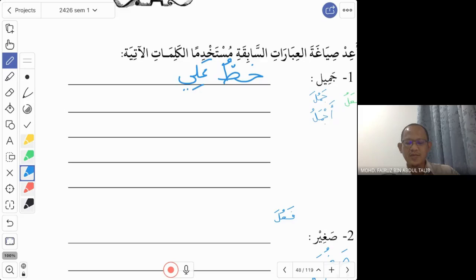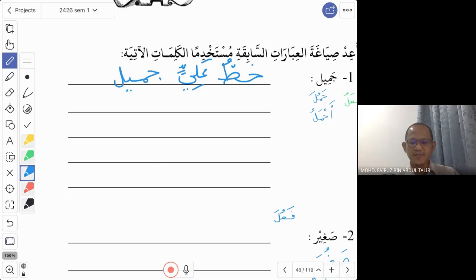Khattu Aliyin. Okay, what about his khat? What about his writing? His writing is Jamilun. His writing is Jamil. So Jamil here is referring to the word khat, so both must be muzakkar.